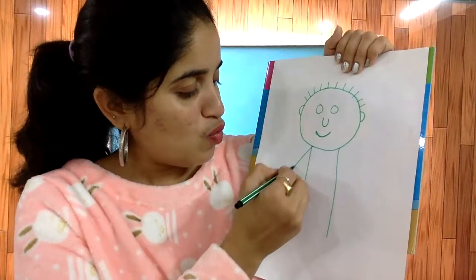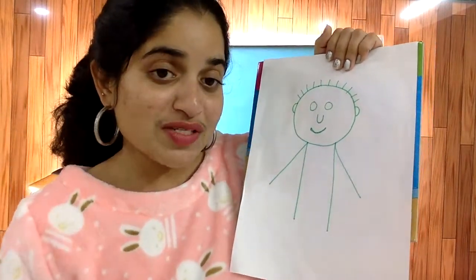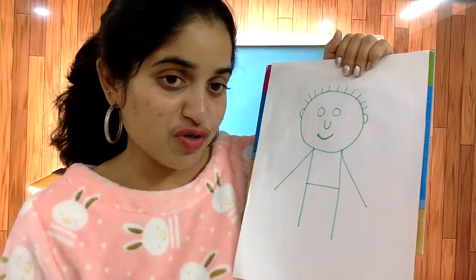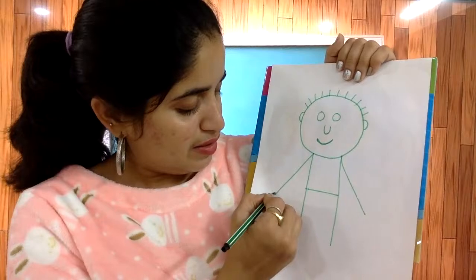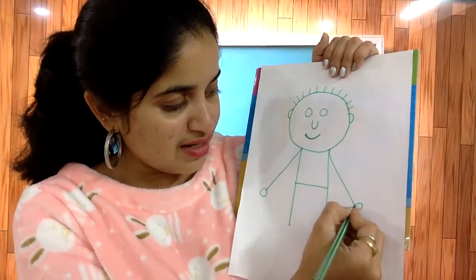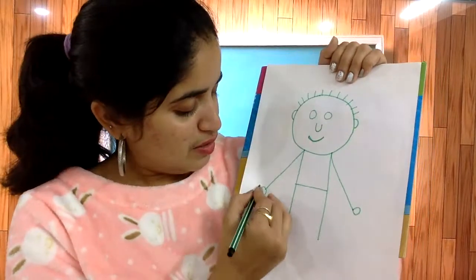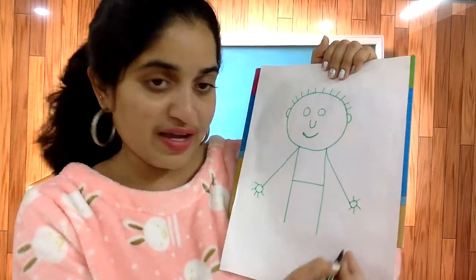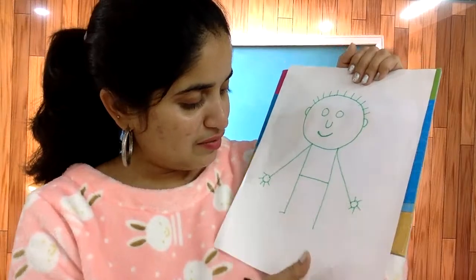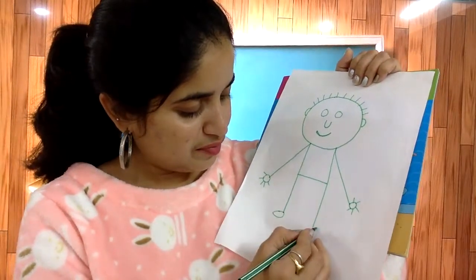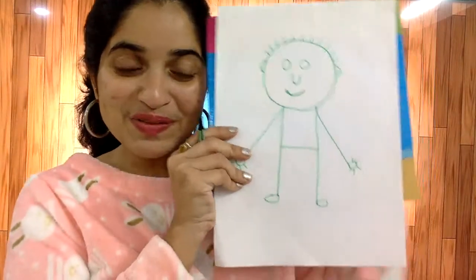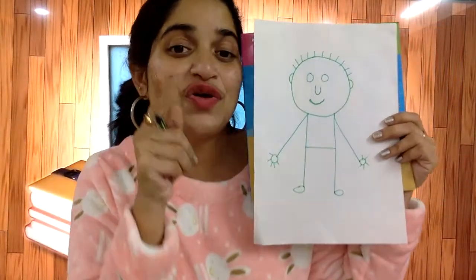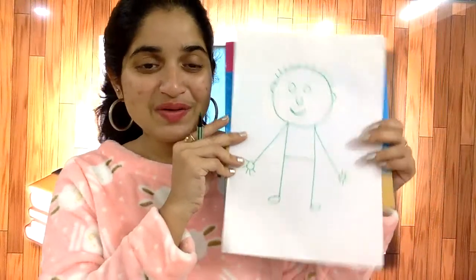One standing line. One slanting line, one more slanting line. And you have to draw a sleeping line. One small circle, one more small circle. 1, 2, 3, 4, 5. And here. Oh, look at this. Who is this? It's you. Okay.